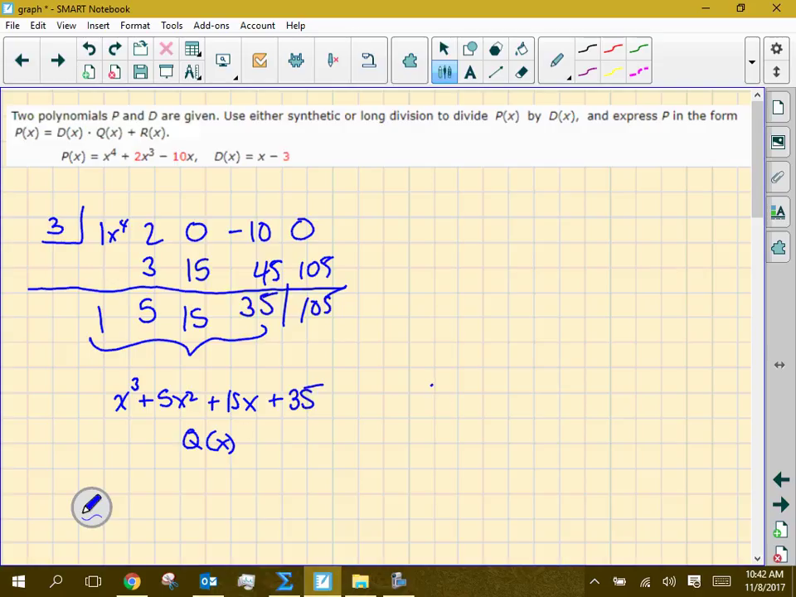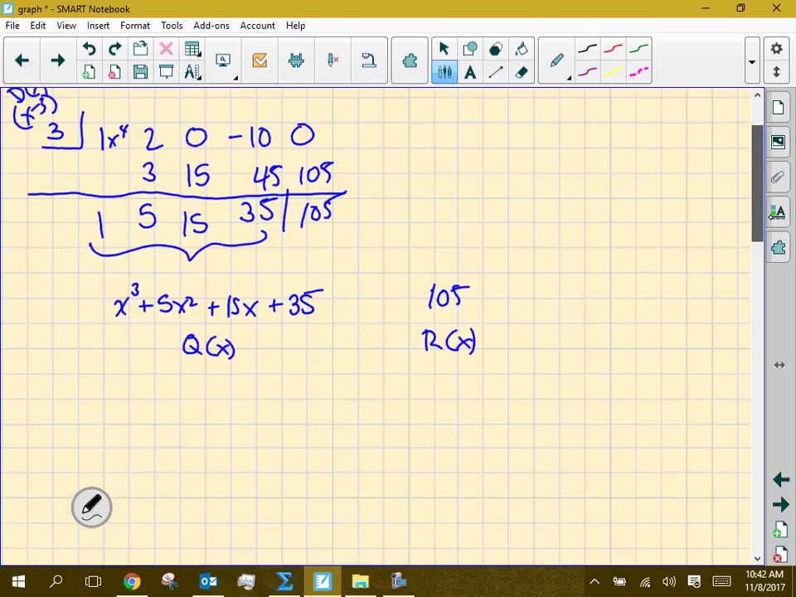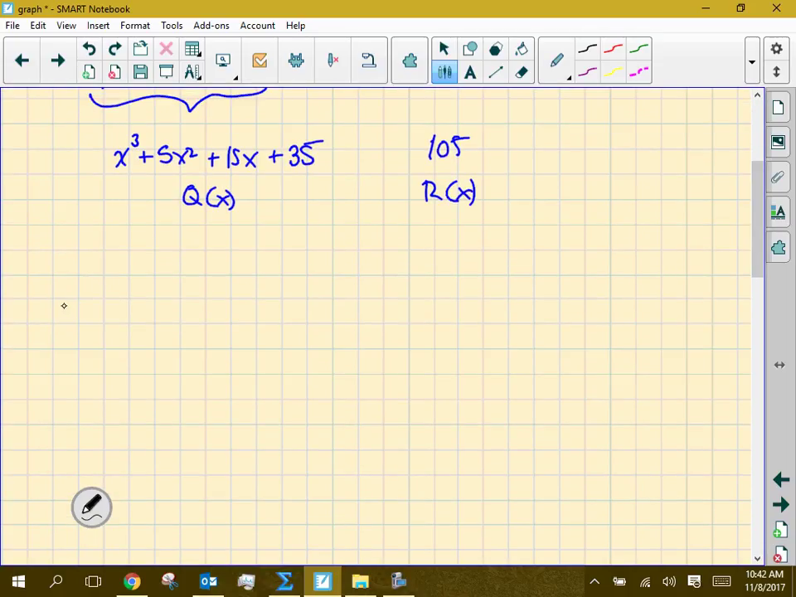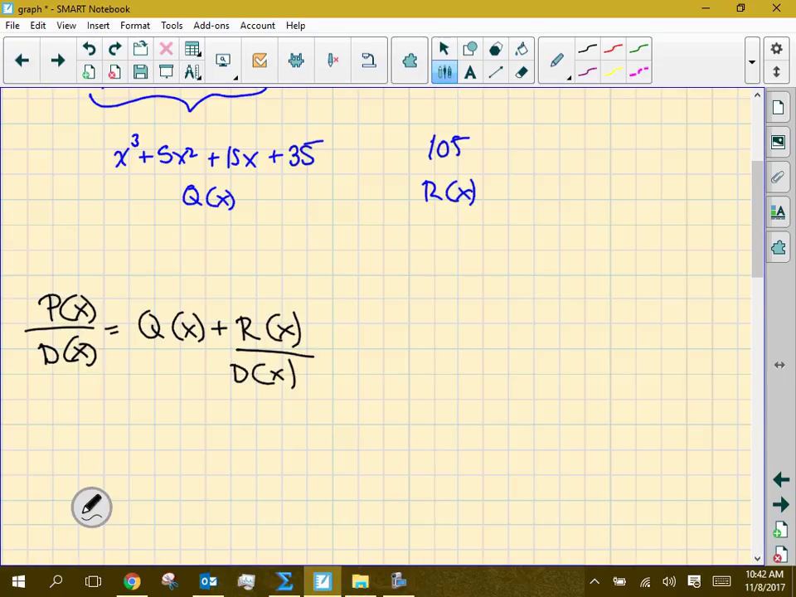Okay, my remainder, which we'll call r of x, is that. This is my divisor. Okay, so it was x minus 3. That's my d of x, my divisor. So paying attention to what they're asking for here with the way we write this, because we talked about in class how there's two ways. The two ways are p of x divided by d of x is equal to your quotient plus your remainder divided by d of x.